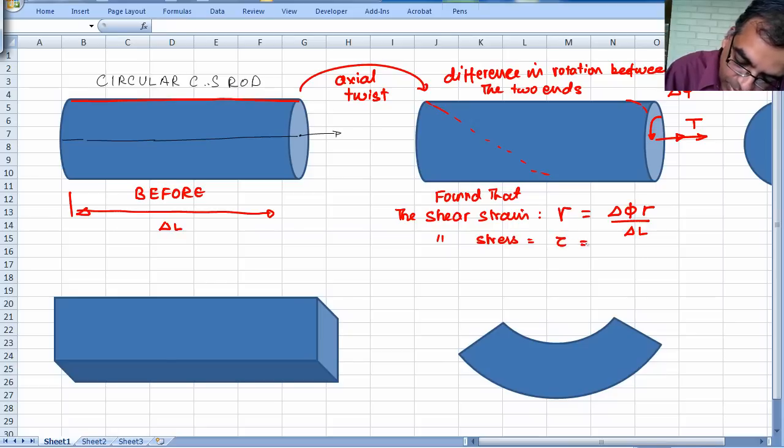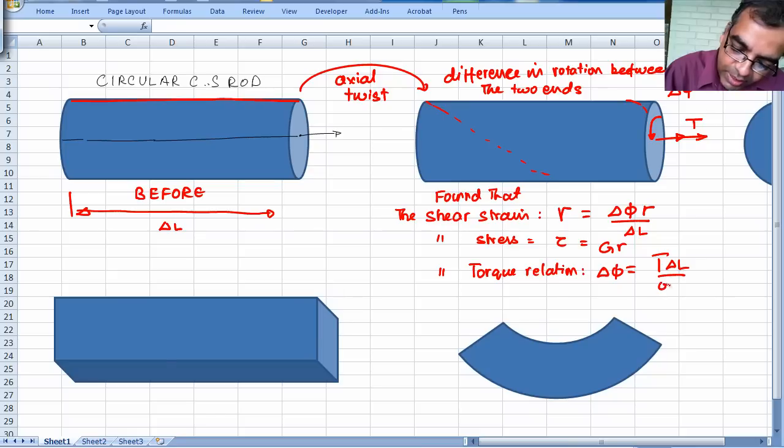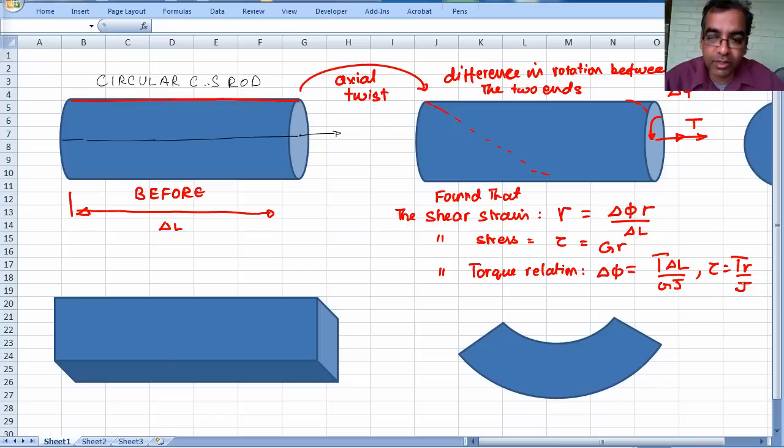equals tau equals G times gamma, and then we found that torque relation is delta phi equals T delta L over GJ. This is TL over GJ. And the last thing was, we saw that also tau equals TR over J, where J is the section modulus or the cross-sectional moment of inertia, polar moment of inertia of the cross-section. So these were the four major results.